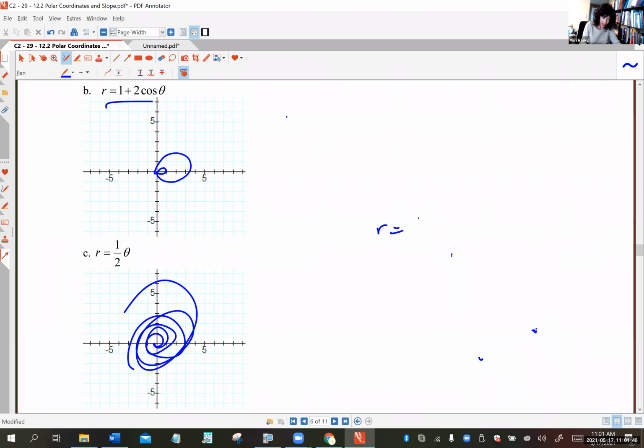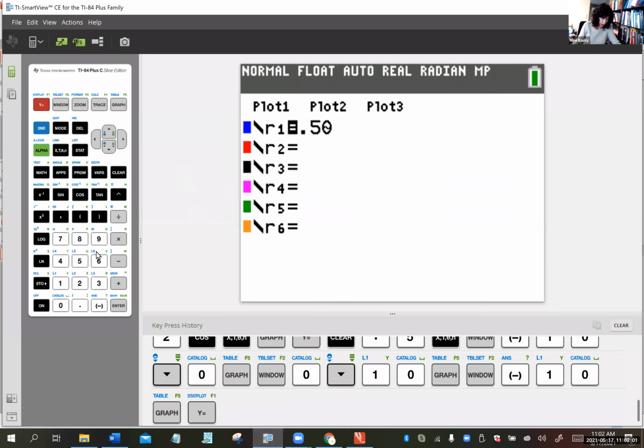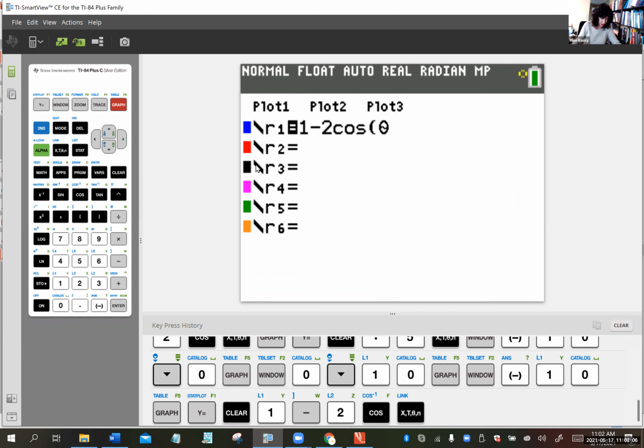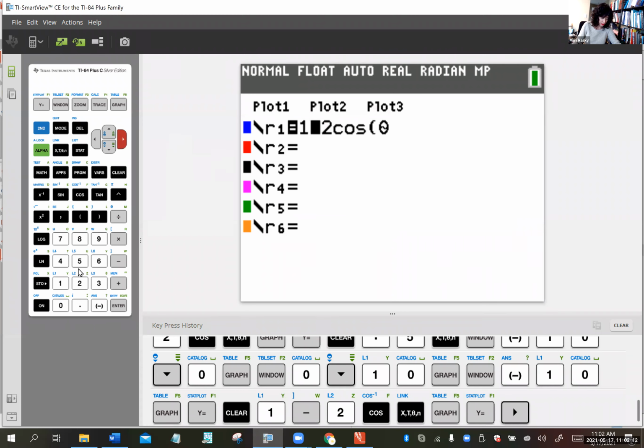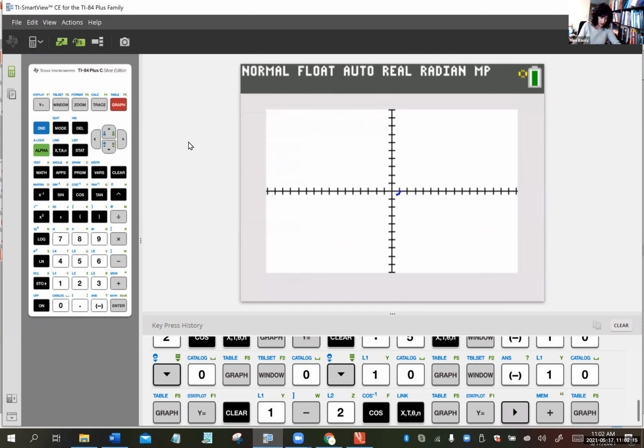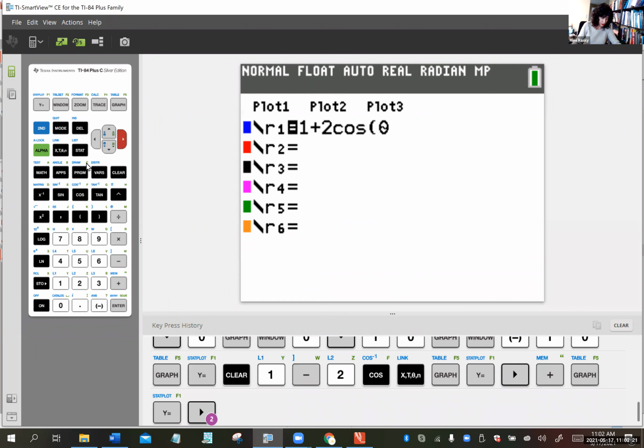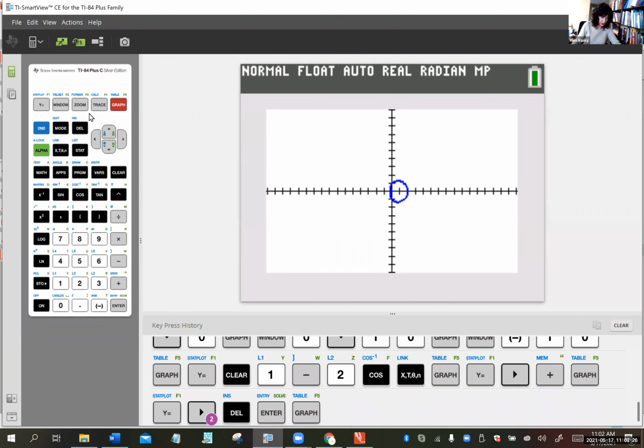What about r equals 1 minus 2 cos, just for kicks and giggles. I don't know, something weird. Let's just try it. Let me clear this out. 1 minus 2 cos. Let's just see what this one looks like. You never know. Oh, it's another one of those loop-de-loops. What if I put a plus there? Will that be different? Let's see. Nope. What if I got rid of the 2 just for fun? I want to zoom in on this one.